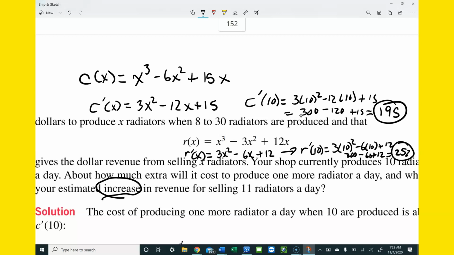So then maybe we could even draw a conclusion about a decision. Because now if we're making 10 units, 10 radiators, per day or whatever, if we make one more, it's going to cost us about $195 in extra cost, but it's going to make us an extra $252 in revenue. Since what we bring in is going to be higher than what we have to spend, the decision is yes, we should make one more per day. We should go up to 11 per day.